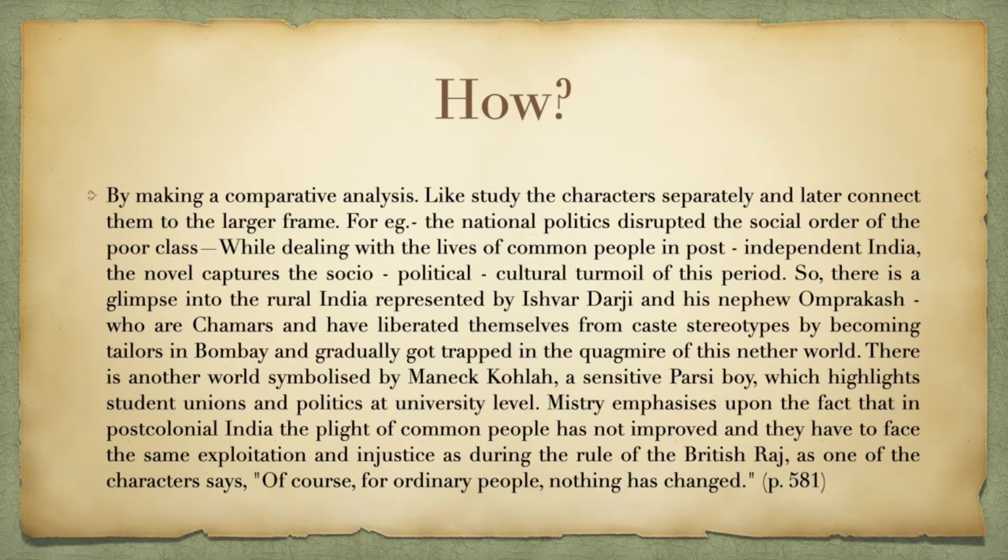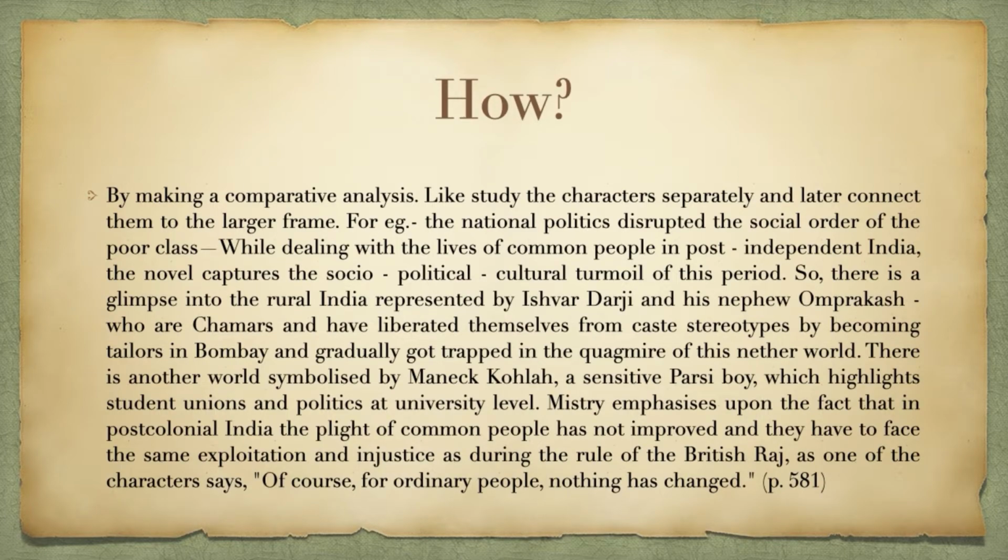For example, the national politics disrupted the social order of the poor class while dealing with the lives of common people in post-independent India. The novel captures the socio-political cultural turmoil of this period. So, there is a glimpse into the rural India represented by Ishwar Darji and his nephew Om Prakash Darji, who are the local chamars, and they have liberated themselves from caste stereotypes by becoming tailors in Bombay, and gradually got trapped in the quagmire of this netherworld.